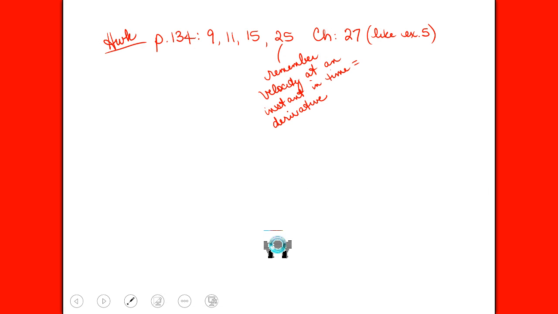Okay, so here is our homework for tonight on page 134. Page 134, we're doing 9, 11, 15, 25. Challenge 27, which is like example number 5 that we were just talking about. So page 134, 9, 11, 15, 25. Challenge 27. And 27 is like example number 5 that we were just talking about.